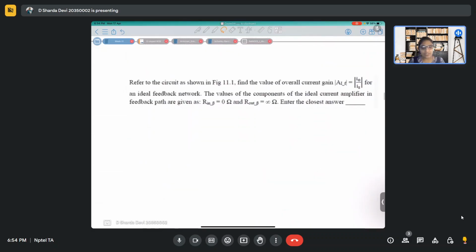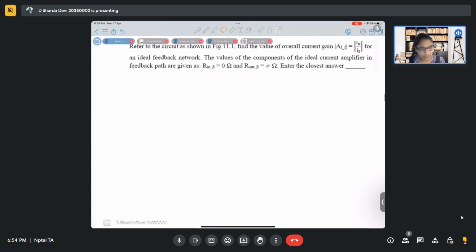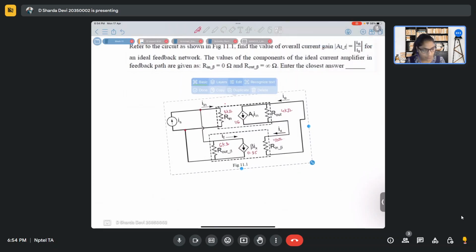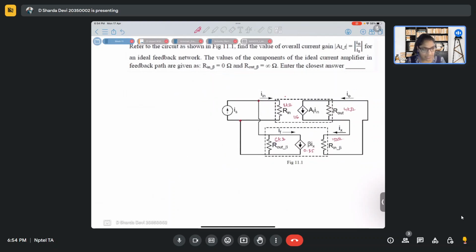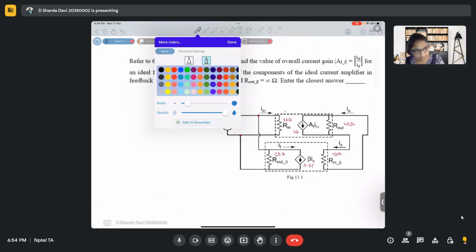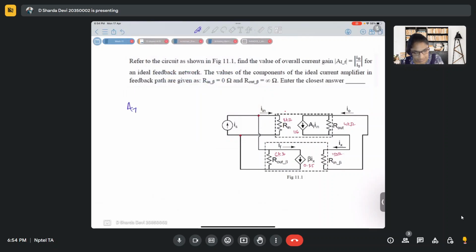So this is the first problem. In this first problem, for the given circuit, we have to find the gain. So gain, how do we write that? Like I know by IS.